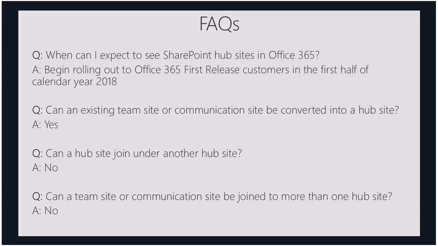So from a navigation element, you could always say, go to this particular site, link it to the site, but not necessarily have it technically joined. So from a navigation element, you of course can point to whatever you'd like, but just not officially joined under a hub site. So those are the official or most common FAQs I get.